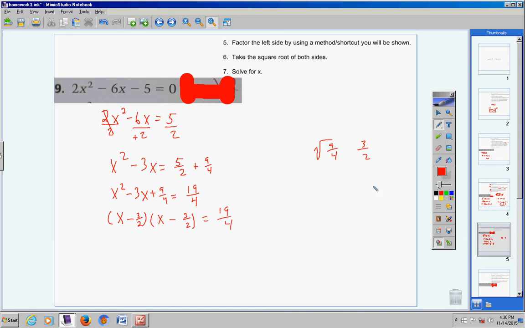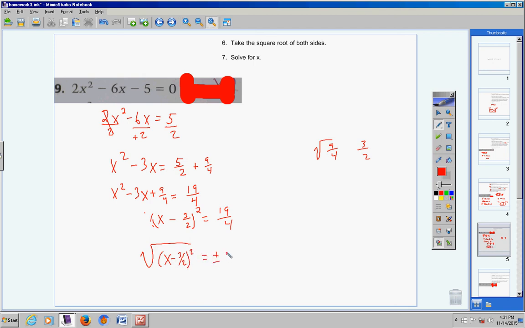Now next, we have two parentheses that are identical, so we are going to write this with a power of 2. Okay? Now, step 5 is totally done. Step 6, take the square root of both sides. Okay? So the square root of this left side, x negative 3/2 quantity squared, equals positive negative the square root of 19 over 4. Now, whenever you take the square root of something squared, they cancel out. You're left with just the base.